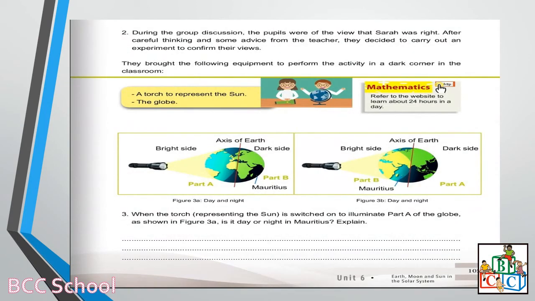Okay, so the pupils are going to carry out an experiment. So they will be needing a torch to represent the sun and the globe. Unfortunately, we do not have a globe together, so we are going to do this experiment when school resumes. Now, if at home you have a torch and a globe, you can carry out the experiment at home by yourself.